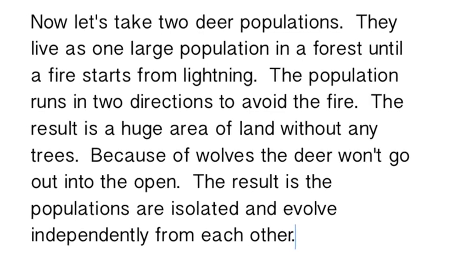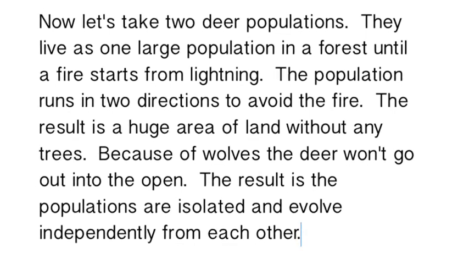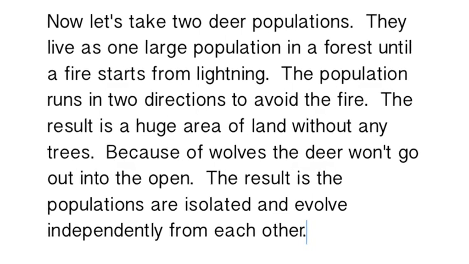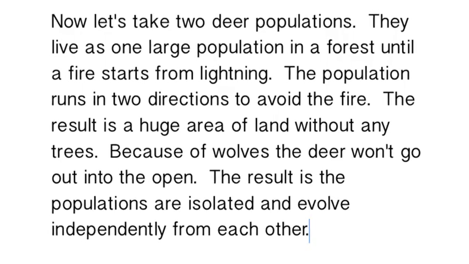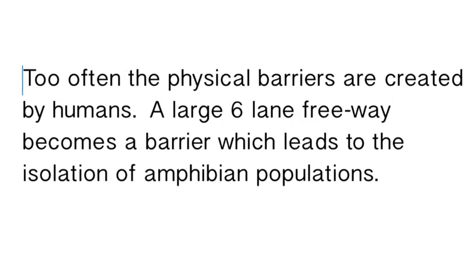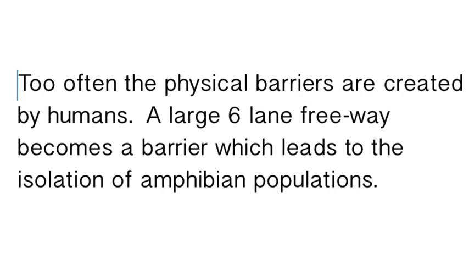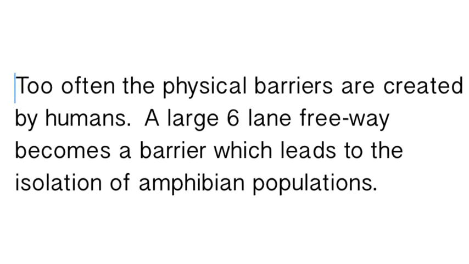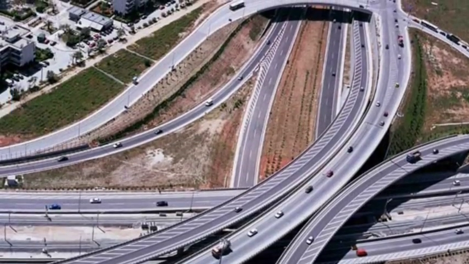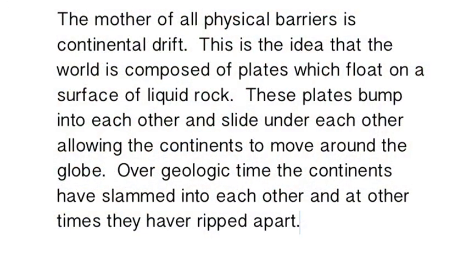And this could happen with deer. Deer could be out here and there's a forest fire that separates the forest, and now that's a physical barrier, and so now these deer can evolve independently over time. This could happen with frogs or turtles and a highway, right? It could be something natural like a river, but it could be something man-made like a highway. And lately, when we talk about physical barriers, this is what we're usually talking about. We're talking about highways, farms, pipelines, things that break up a population into two populations and allow them to evolve separately.